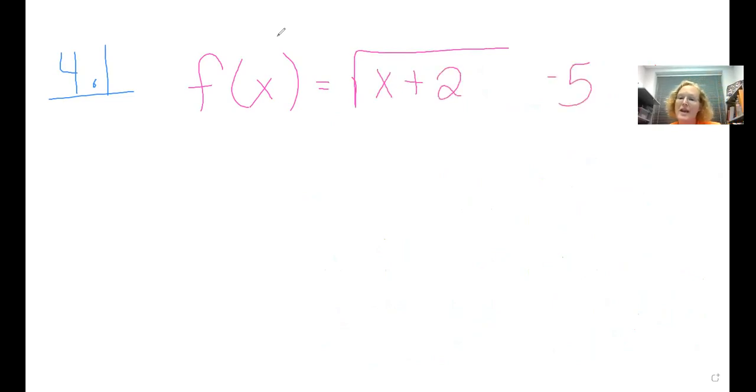So for this one, I'm going to say, okay, f of x is going to be the square root of x plus 2 underneath the square root. And then I move that -5 over this way because I don't want you to think it's underneath the square root. And so what I want you to do here is find the domain.